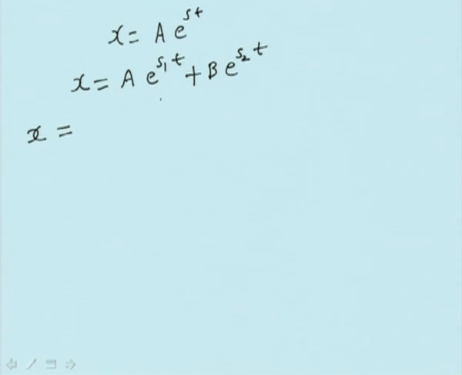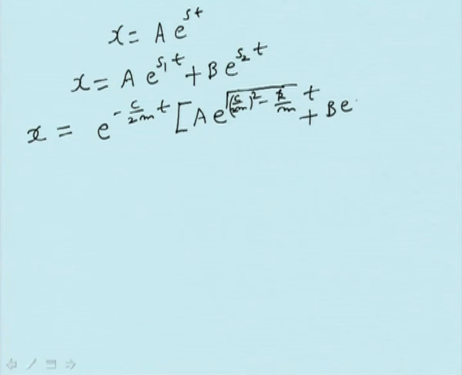Now putting the value of s1 and s2, x can be written as e to the power minus c by 2m into t, multiplied by a e to the power under root (c by 2m) whole square minus k by m times t, plus b e to the power minus under root (c by 2m) square minus k by m times t. So you get this one.